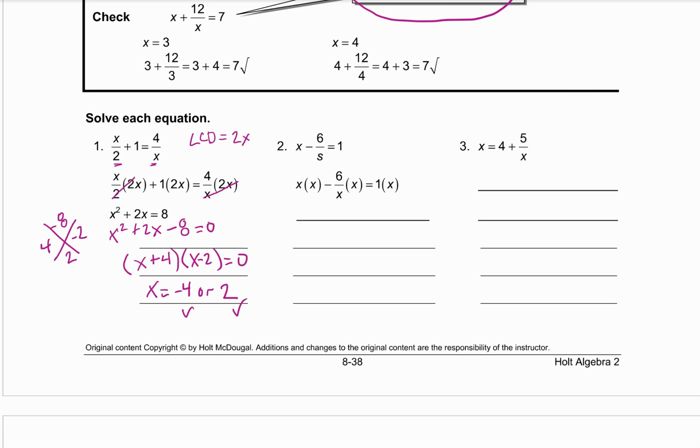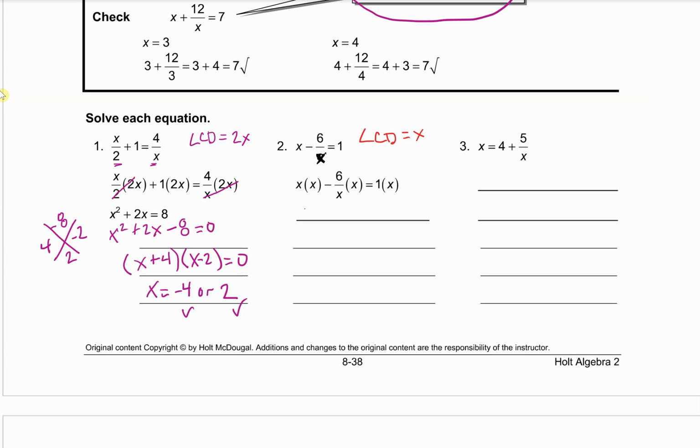Number 2, there seems to be a typo. Here, this has got to be an x. So wherever you're doing your work, make that an x. Now I'm going to change colors here. So the only denominator is x. So I'm going to multiply every single thing by x.